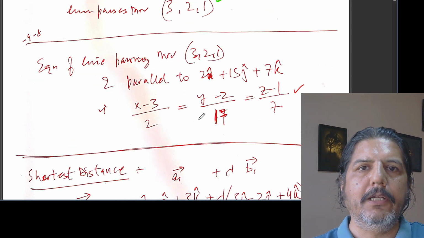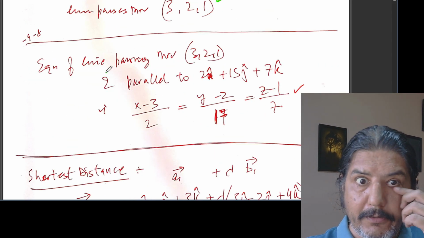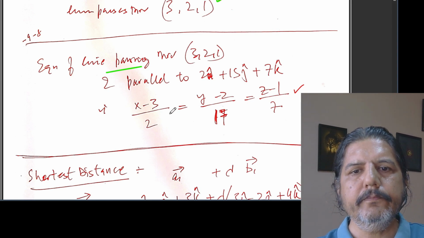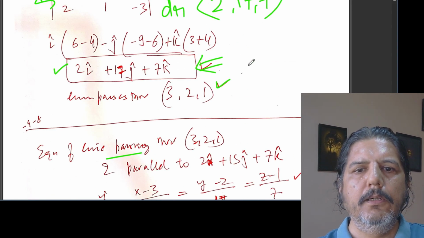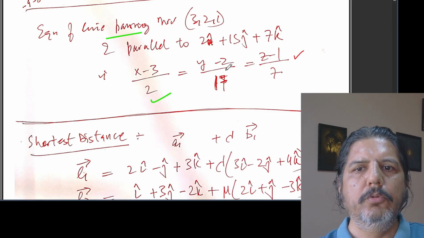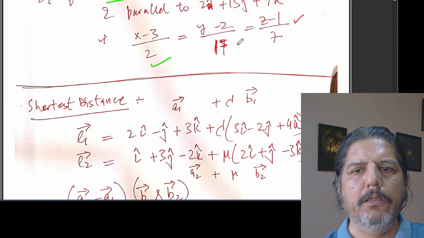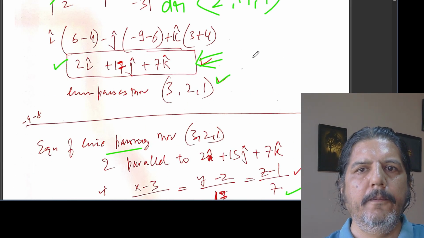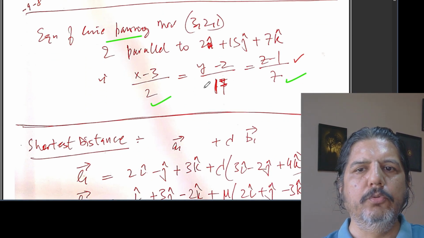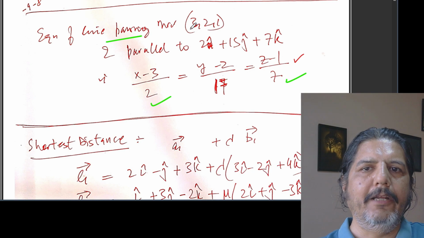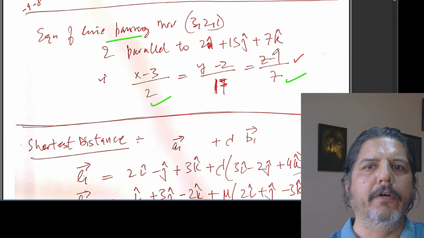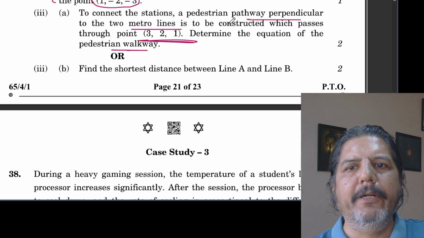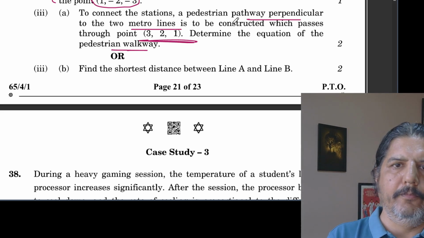So the equation of the line of the pedestrian pathway would be (x minus 3) upon 2, (y minus 2) upon 17, (z minus 1) upon 7. The direction ratios are 2, 17, 7, and the line passes through 3, 2, 1. So this is the equation of the pedestrian pathway.